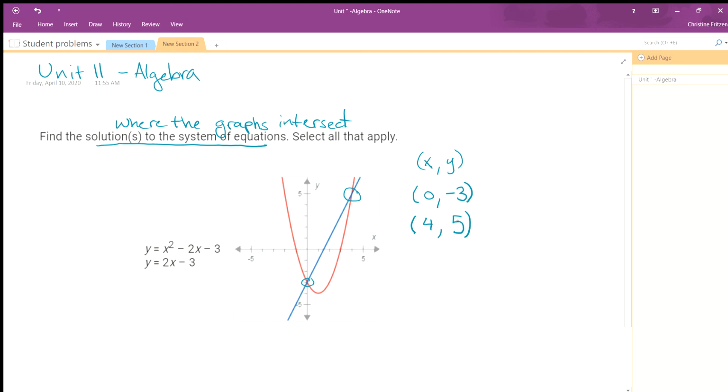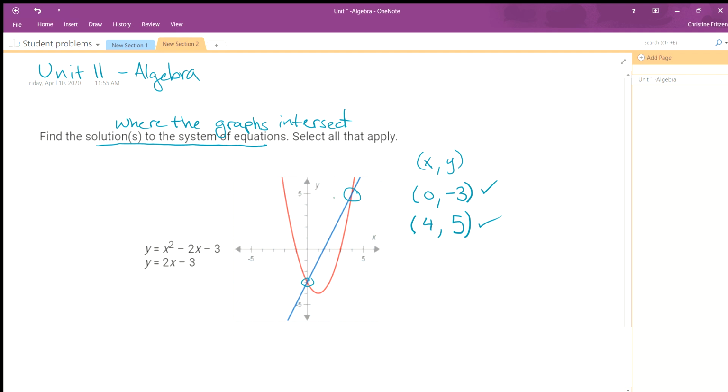Now, if you want to check this, you can plug them into both of the equations and make sure that it matches, so that you're getting the same y value. You're getting -3 if you plug in 0 and you're getting 5 if you plug in 4 for both the equations. For this particular example, I'm going to leave it as it is here, but it is always prudent to check because you could have counted wrong or something could have gone wrong. So usually check, but for this example, I'm going to leave it here.